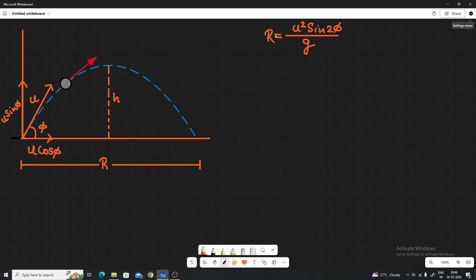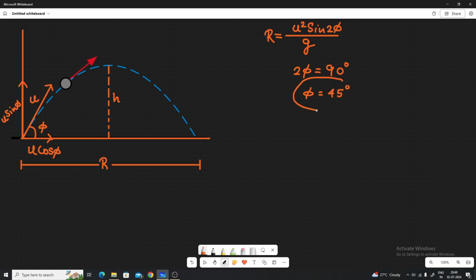Now what will be the value of phi for which this R will be maximum? For a particular value of U, what will be the value of phi for which this range will be maximum? You can clearly see that the value of sine will be maximum if this 2 phi is equal to 90 degree. That means if 2 phi is equal to 90 degree, then this total value will be maximum for a particular U. Now what will be the value of phi? That is 45 degree.